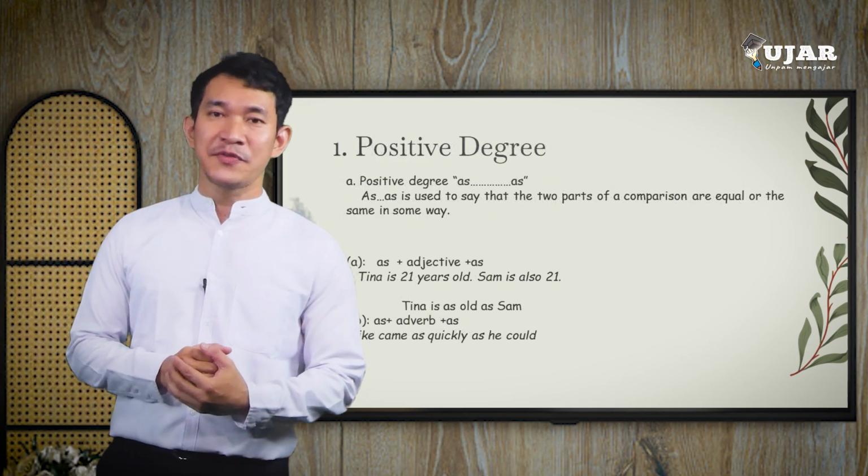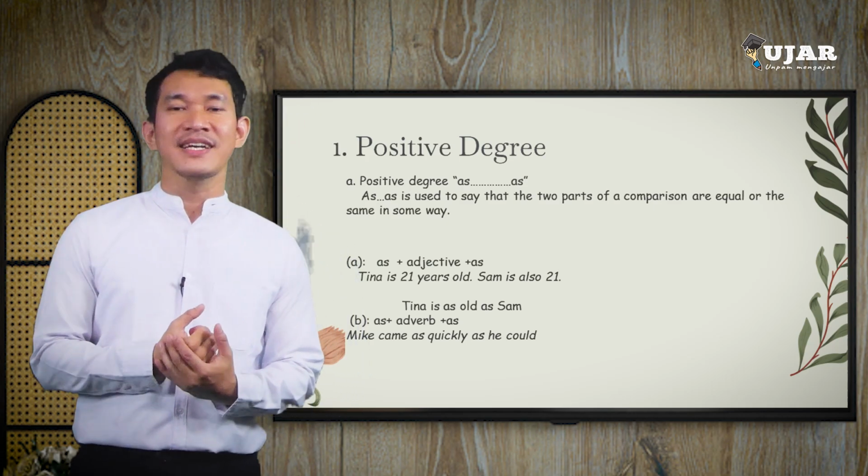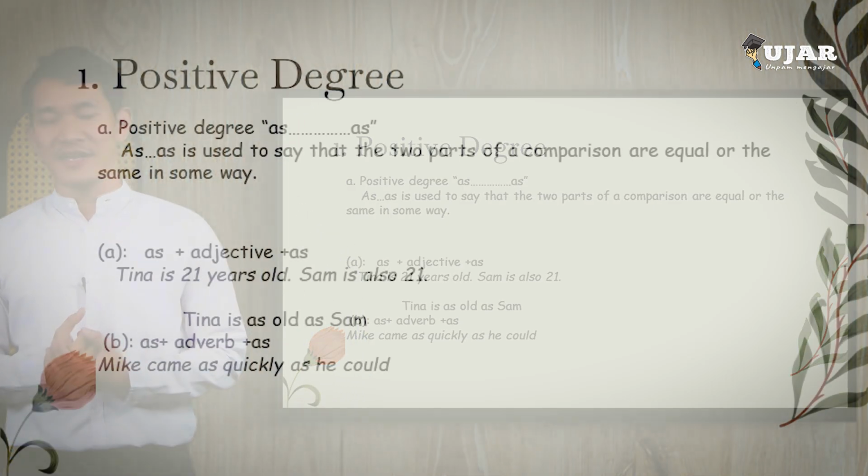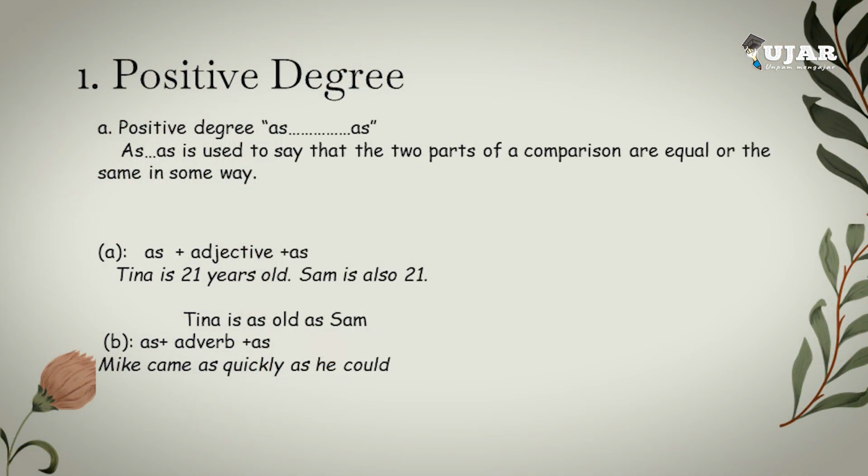Let's start with the first kind of comparison degree, positive degree. The first type of positive degree is as adjective as. As adjective as is used to say that the two parts of comparisons are equal or the same in some way. As plus adjective plus as. Tina is 21 years old. Sam is also 21. Tina is as old as Sam.